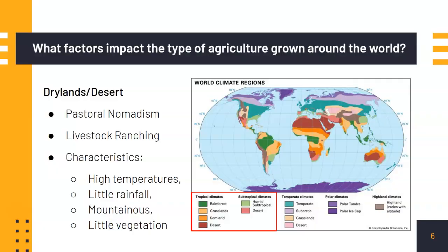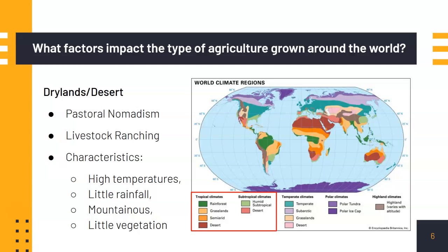Drylands and desert regions, characterized by high temperatures, little rainfall, and sparse vegetation, present unique challenges for agriculture. However, human ingenuity has led to the development of specific agricultural practices that are well suited to these arid environments. Two prominent types of agriculture in these regions are pastoral nomadism and livestock ranching.